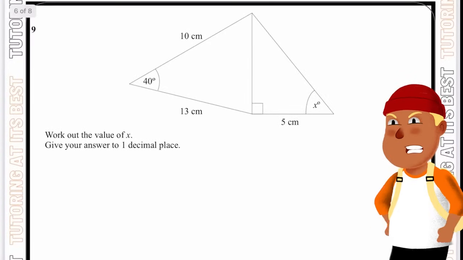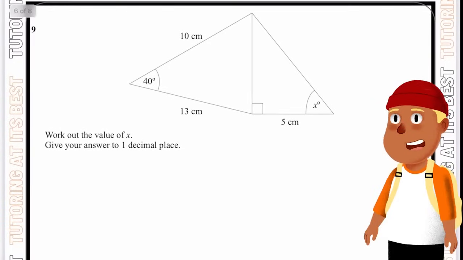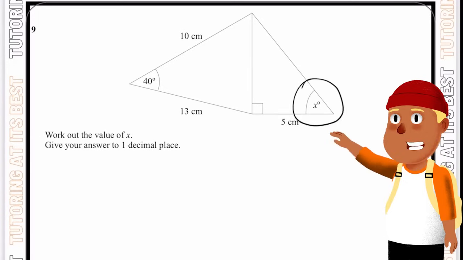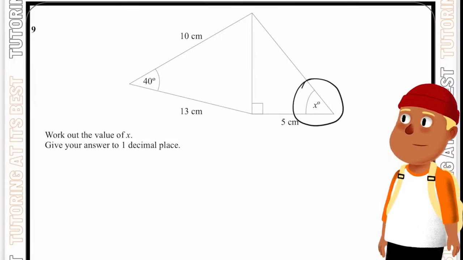Okay, we're on to our final batch of questions now. I've made this question slightly more interesting because we've got 2 shapes together. So let's take a look. Work out the value of x. So we need to work out this angle. But there's a slight problem here. We need to have at least 2 sides in order to calculate this.